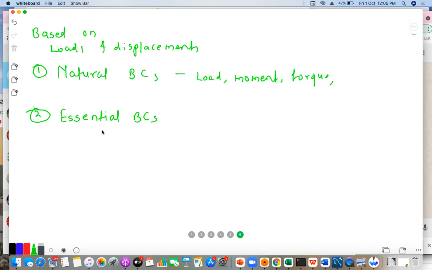Whenever I have boundary conditions given with respect to displacement, or let us say slope, or deflection, expansion, deformation, these kinds of things, then these are called essential boundary conditions. With respect to load or moment, it is a natural boundary condition. With respect to displacement, slope, deflection, expansion, they are called essential boundary conditions.